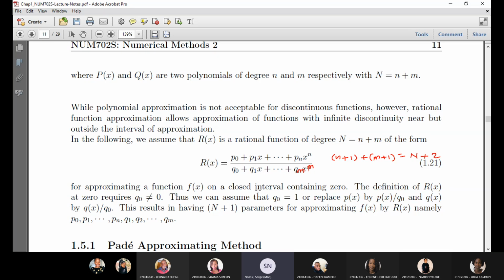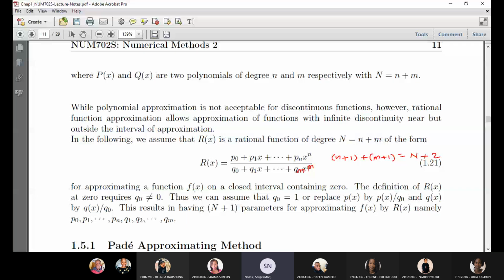Now if you do that and you cancel out, you see that the coefficient here will be 1. Because it is non-zero, you factor, you cancel out, therefore the coefficient here will be 1. So that's why we say we can assume that Q0 is always equal to 1. I've just explained why: you can factor by Q0 if it's non-zero, and then cancel out.